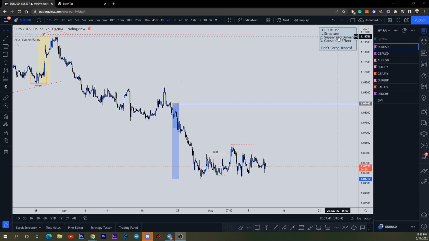So you have to understand structure to be able to find your way throughout the markets, because if you don't understand structure, you could be trading in an area where you're not supposed to be trading, or that is not actual supply or demand. So you have to understand what structure is doing and where you are in the structure.